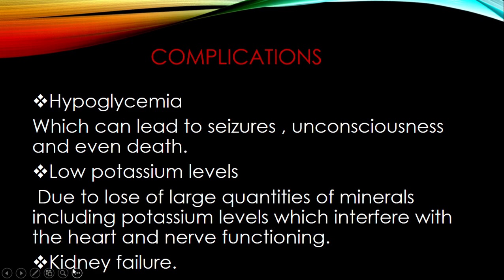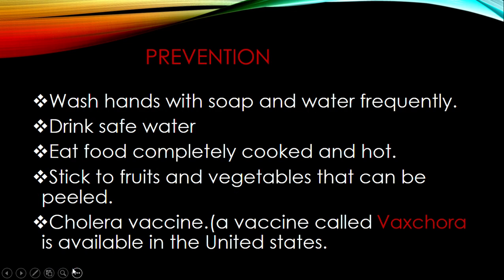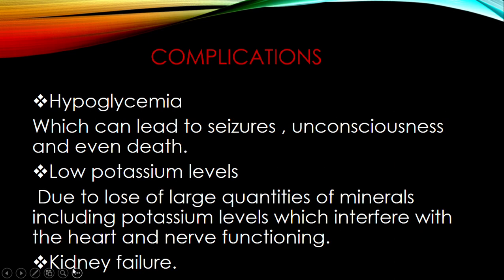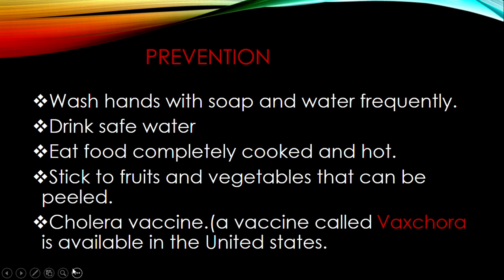Then the third complication is that of kidney failure. Because this person has lost a lot of fluids, they are dehydrated, the kidneys won't have enough blood to filter in order for them to function. As a result, a patient may go into kidney failure. So those are the major complications of cholera. So now let's look at the preventive measures. So how can we prevent cholera?